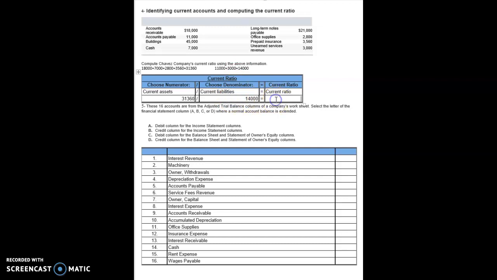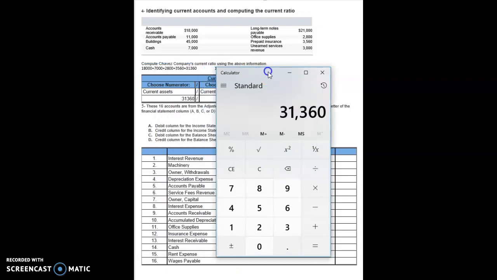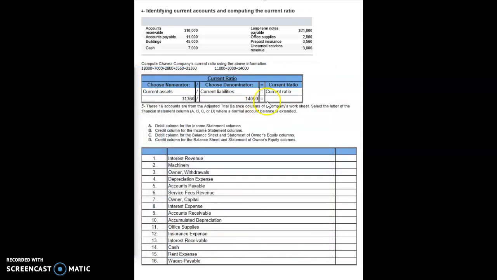We're going to divide, and we're going to round this out to 2 decimal places. If we take $31,360 divided by 14,000, we get 2.24. So we don't have any rounding because it came out even. So our current ratio is 2.24. Now what that means is they have 224% of assets compared to the amount of liabilities they have. So they can more than pay their current liabilities that are coming due with no problem.